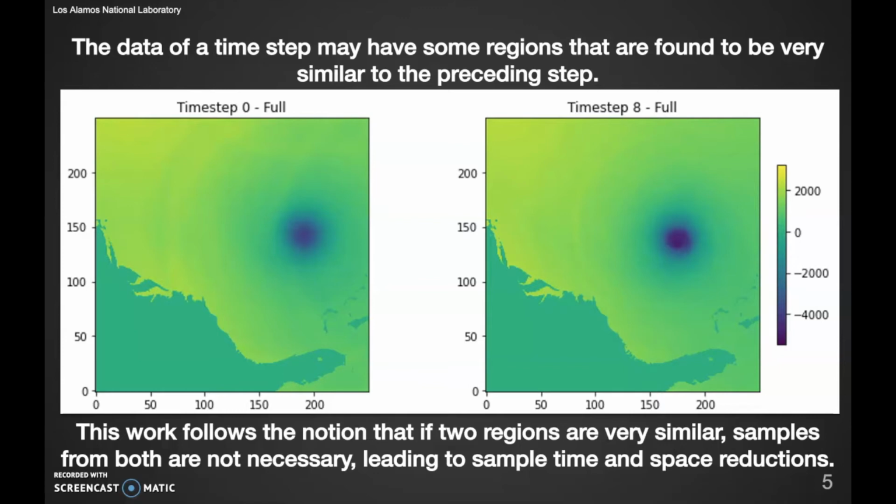In the following examples, I will continue to use time step 0 as the reference frame, where all blocks are sampled independently of time, as described on the previous slide, and time step 8 will potentially reuse samples from this reference frame.